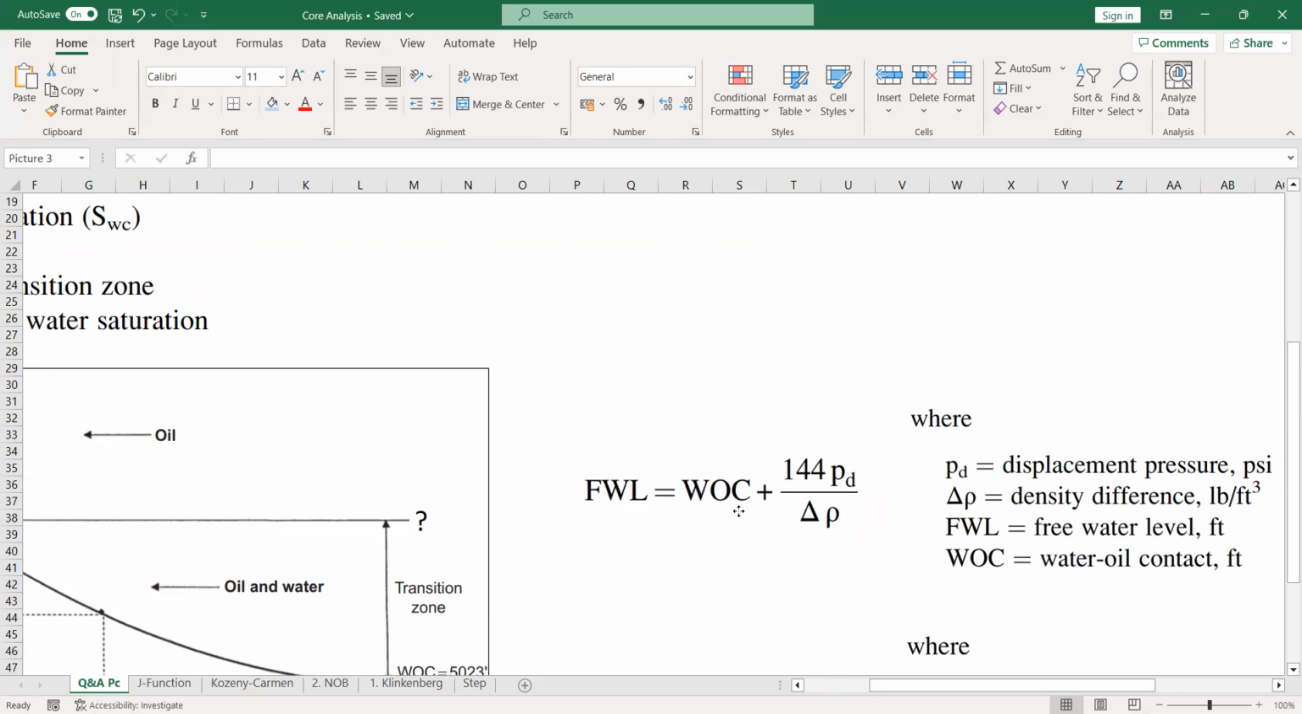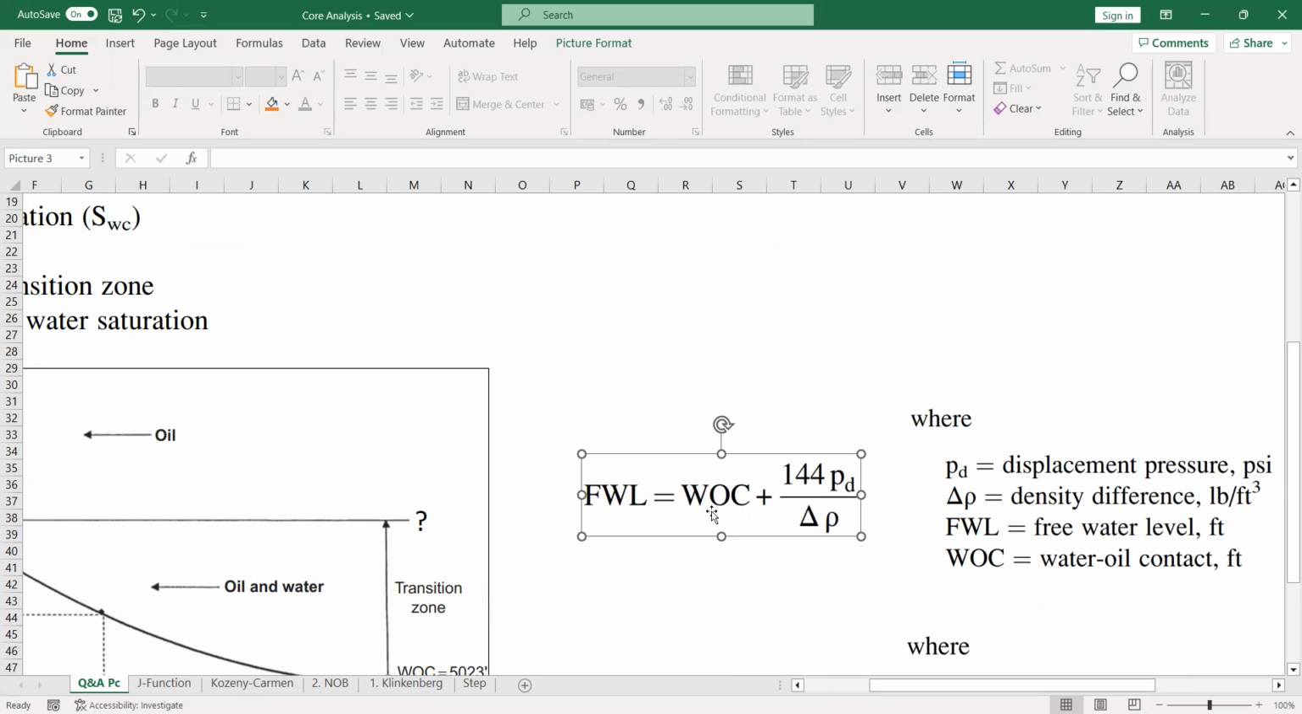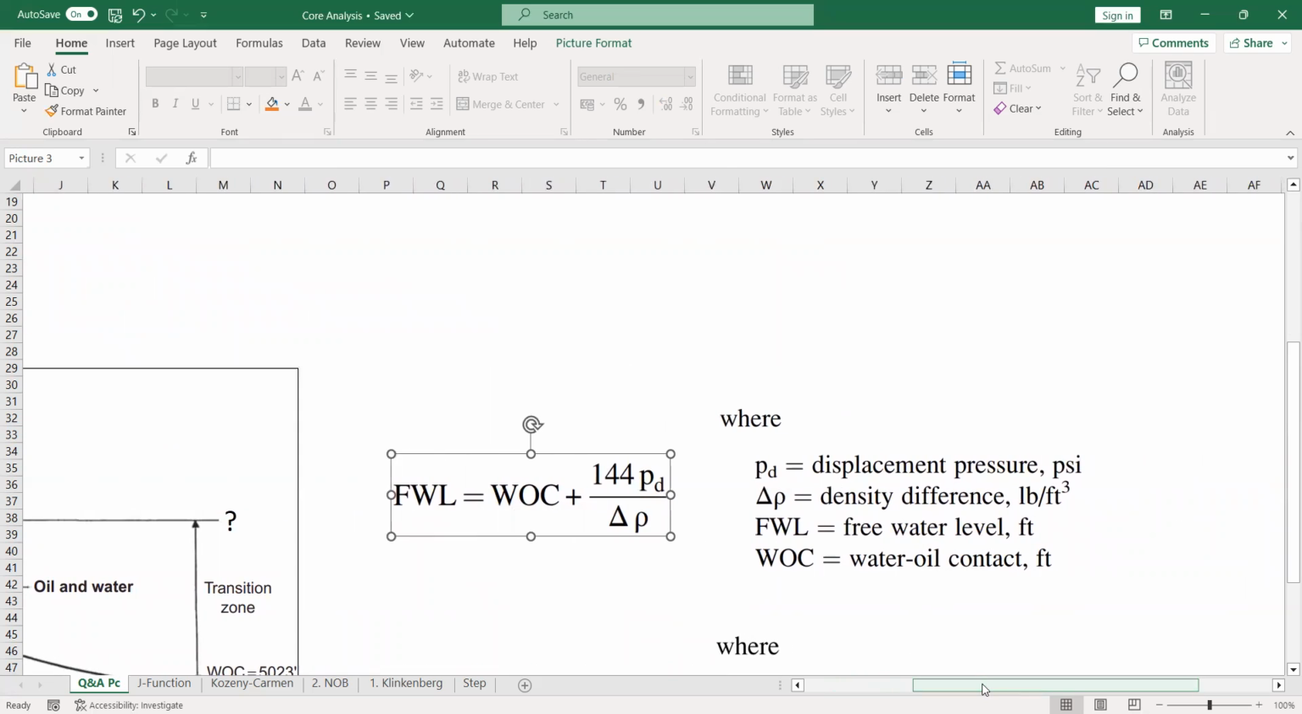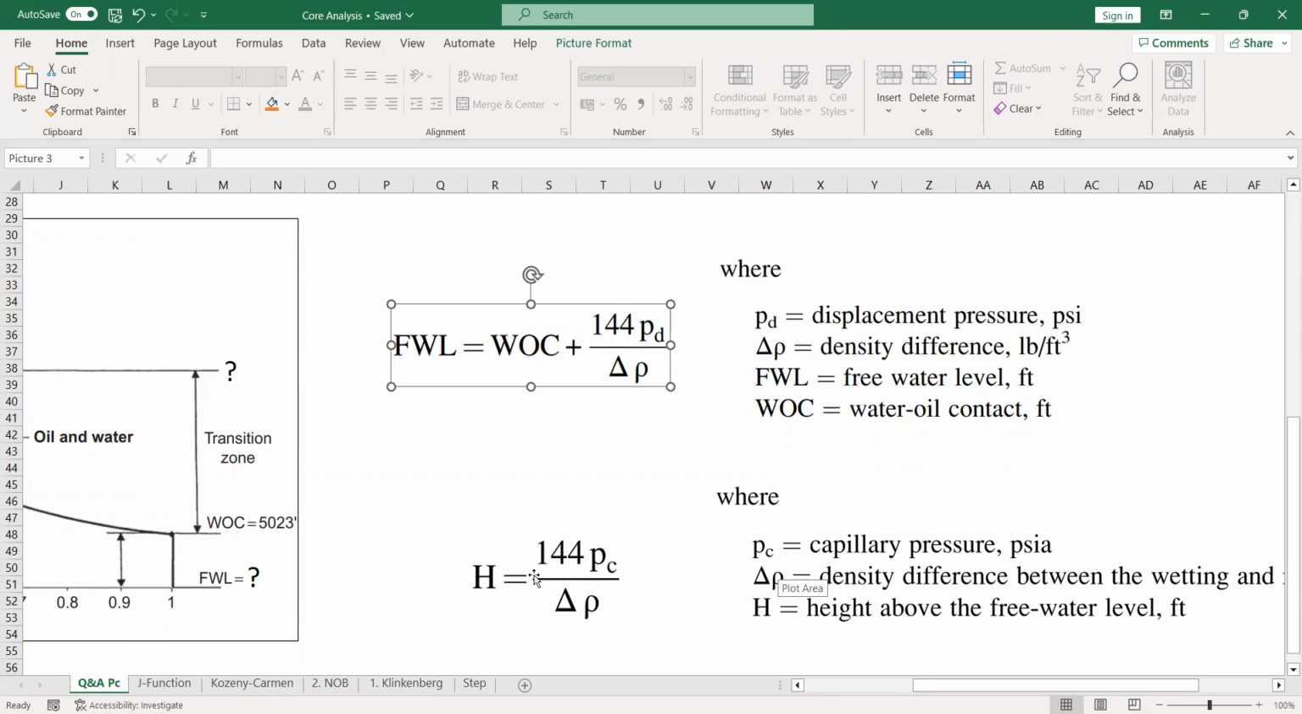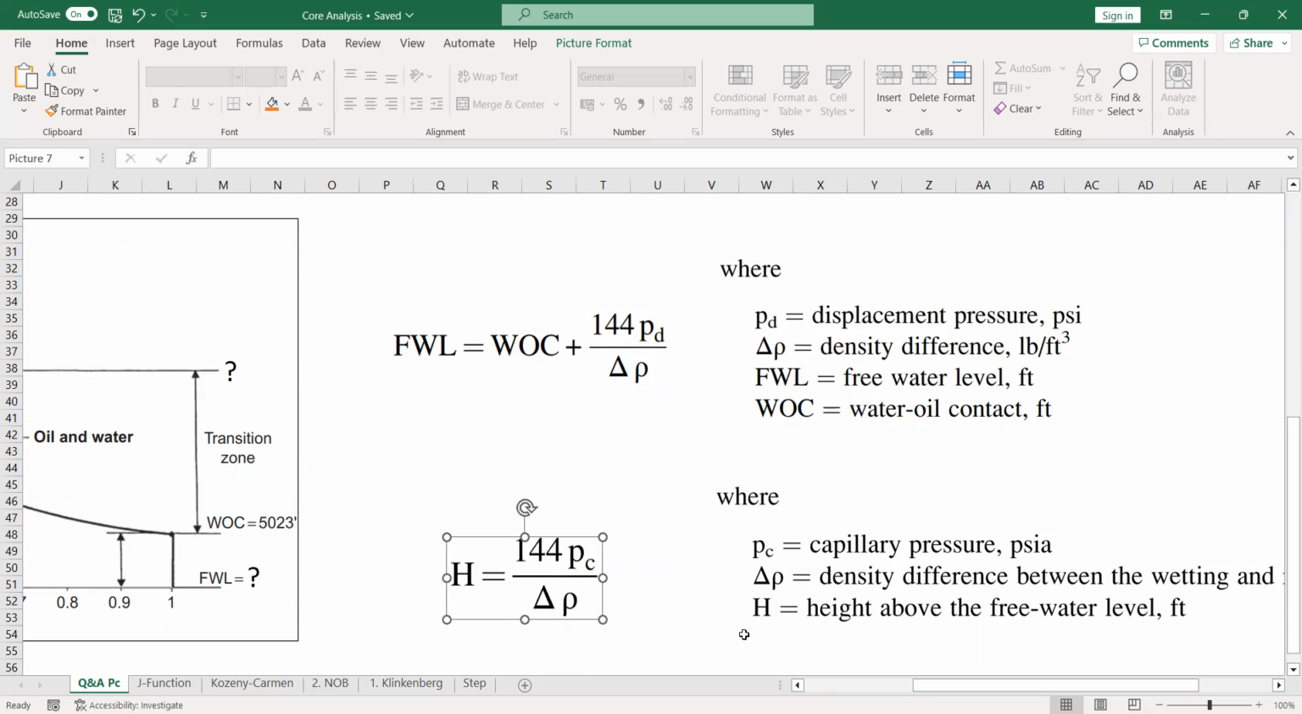We are going to use this. So FWL equals WOC, water oil contact, plus 144 multiplied by PD divided by delta rho, okay? And then PD is the displacement pressure. And then this is the density difference, all right? And of course, free water level and water oil contact. And then we are also going to use this H. H is height above free water level, and then PC, and then density difference.